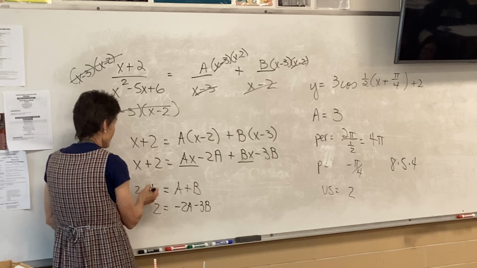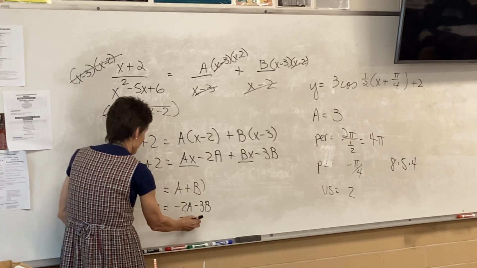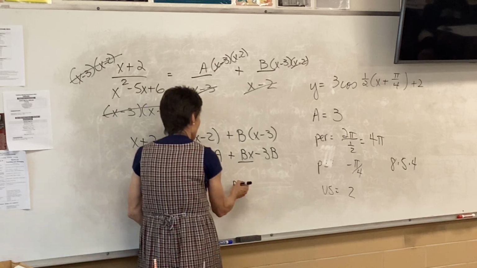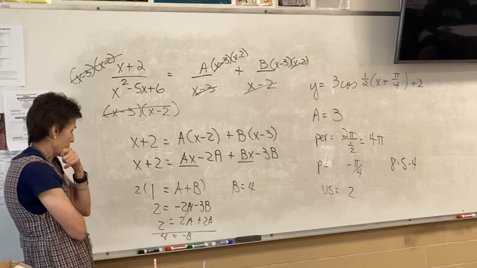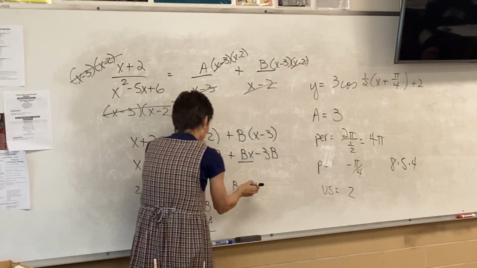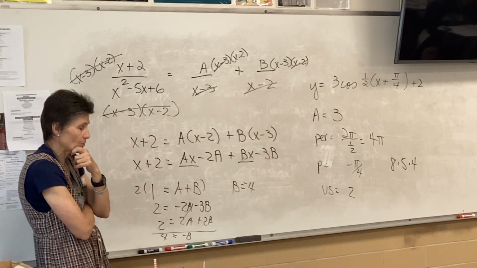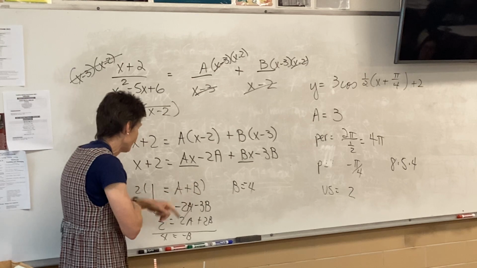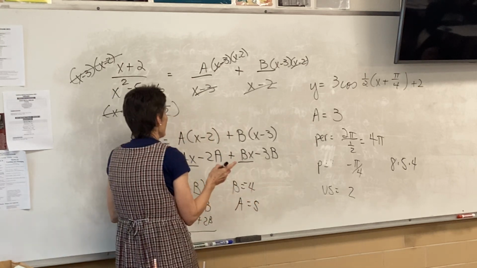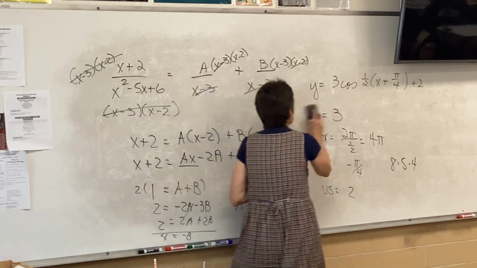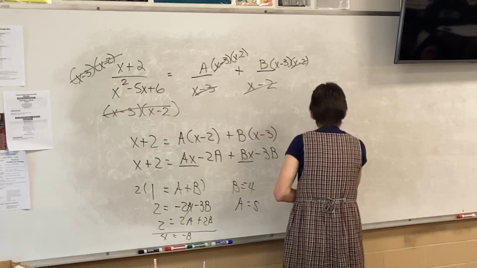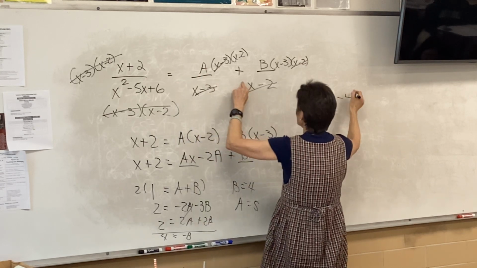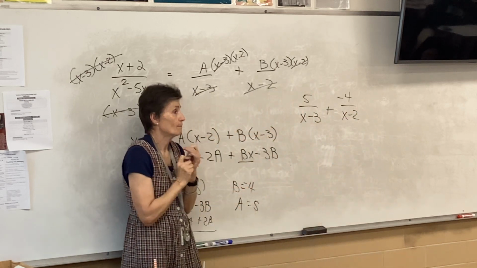I'll just multiply the top one by 2. So I'll have 2 equals 2a plus 2b. So it looks like 4 equals negative b. So b must be 4 if I added right. Negative 4. Oh, yeah, negative 4, thank you. That would be bad, thank you. So b is negative 4, which means that A must be 5. And then the answer to the question, go back to the beginning and write the fraction. That was your job. What are the fractions? 5 over x minus 3 plus negative 4 over x minus 2. Those are the partial fractions.